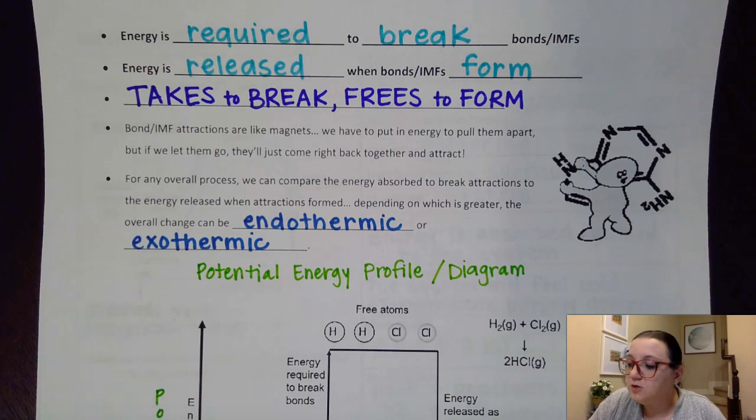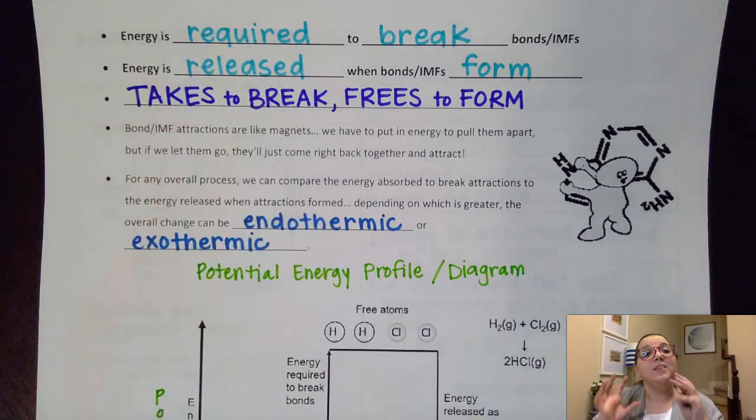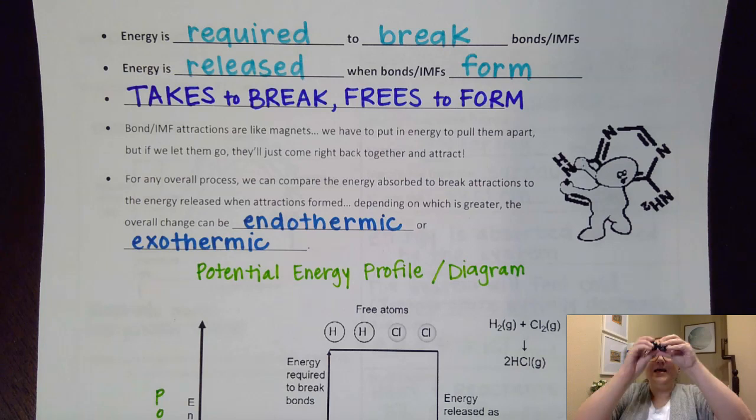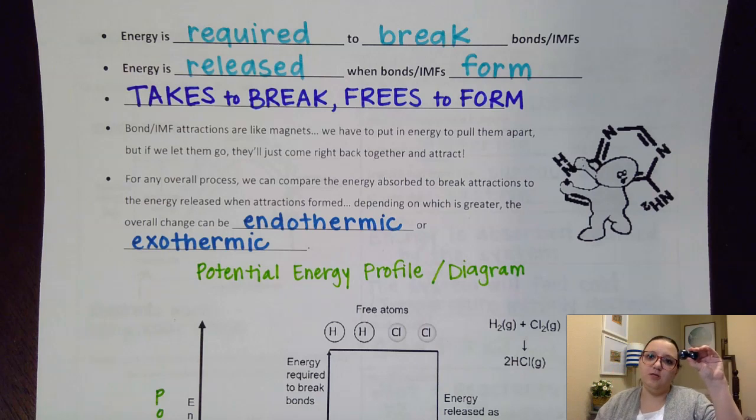So when we were saying energy is required or energy is released, that is referring to what is coming in from the surroundings or being released to the surroundings. And if you think back a few units ago, we talked about a term. That term was "takes to break, frees to form." It takes energy to break those attractions apart. It frees energy when they reform. We talked about that pretty extensively when we talked about, say, lattice energy or bond energy.